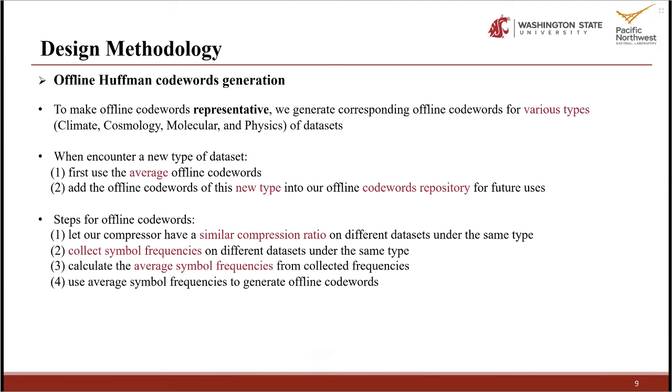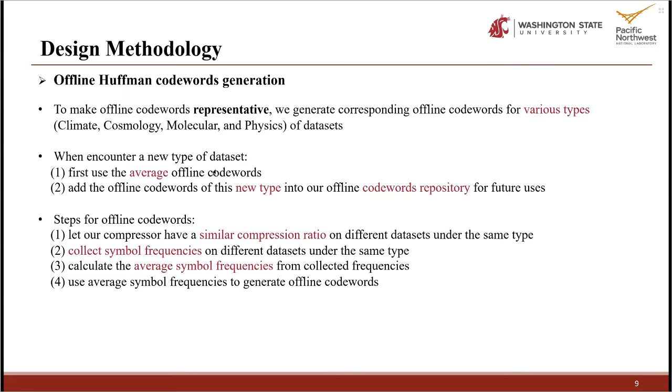Next, I will talk about the offline Huffman codewords generation. The main goal of this step is to make the offline codewords representative. We will generate different offline codewords for different types of dataset. Currently, the types of offline codewords include climate, cosmology, molecular, and physics.